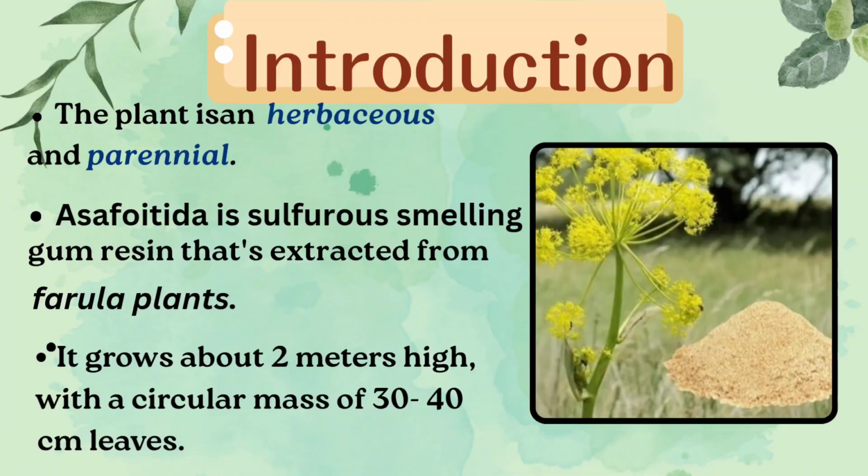The introduction: the plant of asafoetida is an herbaceous and perennial. Asafoetida is sulfurous-smelling gum resin that's extracted from ferula plants. It grows about 2 meters high with a circular mass of 30 to 40 centimeter leaves. These are the images of asafoetida plant.